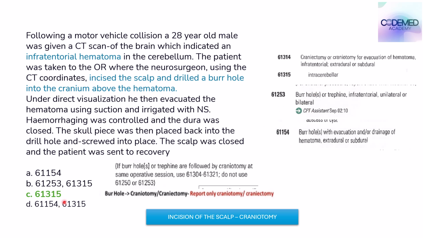Now 61315 is the code where we say craniotomy for the evacuation of the hematoma, infratentorial, intracerebral, because it is in the cerebellum. And even this is not the correct answer, because again this is talking about burr hole as well as craniotomy, and we write only one code, craniotomy, because that's a more severe and more prolonged procedure. So this is where I end part 1 and will begin with part 2 later.